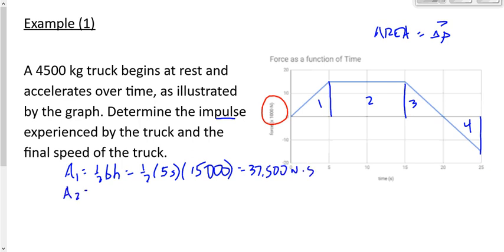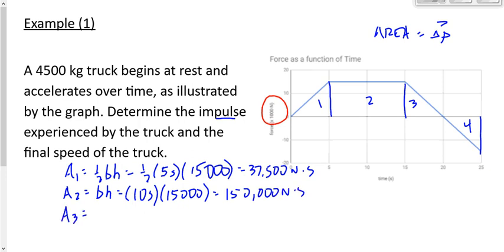Area 2 is a rectangle, so we use base times height to find that one. The base goes from 5 to 15, so it's 10 seconds. The height is 15,000. So that's going to give me 150,000 Newton seconds. Area 3. That's a triangle again, 15 to 20. The base is 5. And the height is, once again, 15,000. 37,500 Newton seconds.